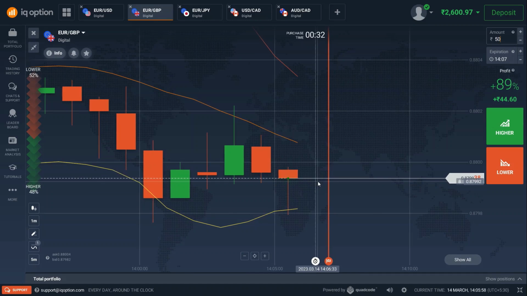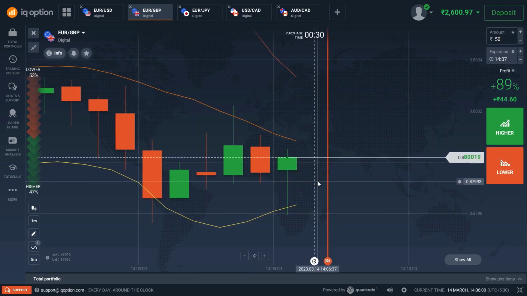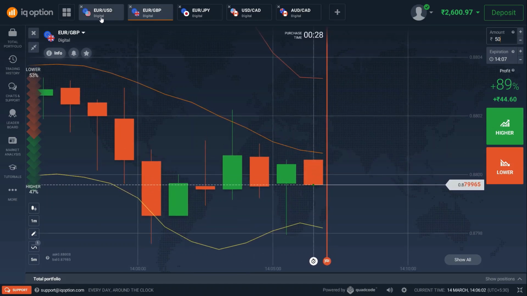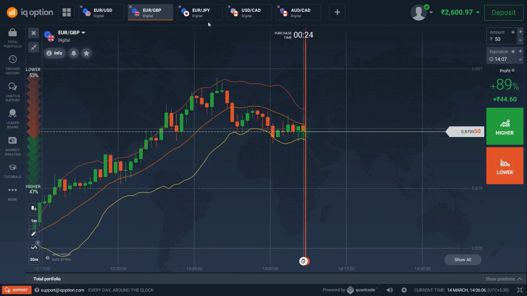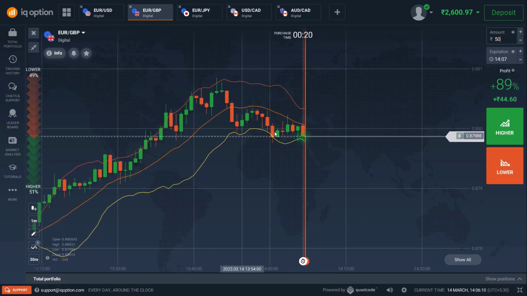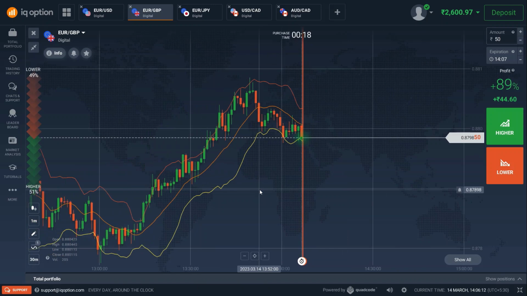Hey guys, we are now live on IQ Option, and we're not just live on EUR/USD. We're also live on other markets. However, these were the markets that I was trying out yesterday. And something else, if you notice, is that I've also added a Bollinger Band to my chart.